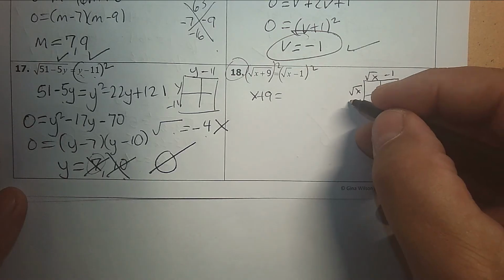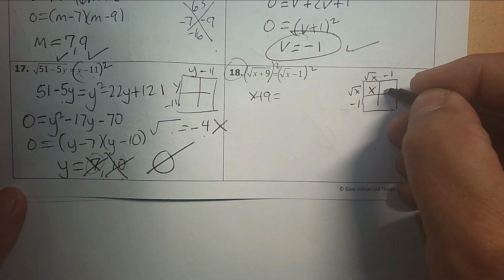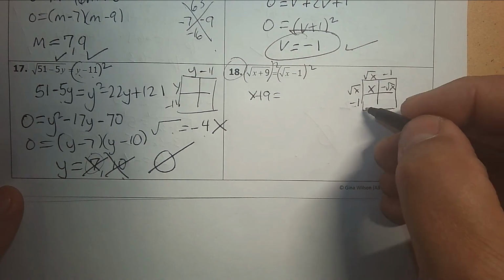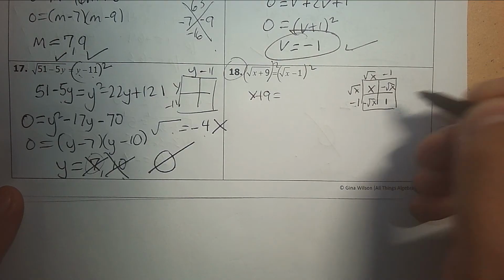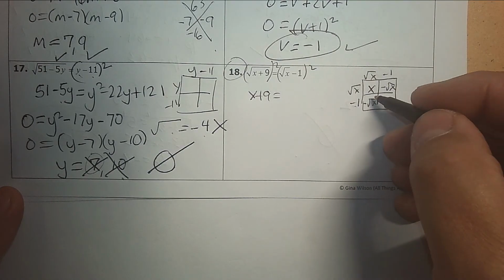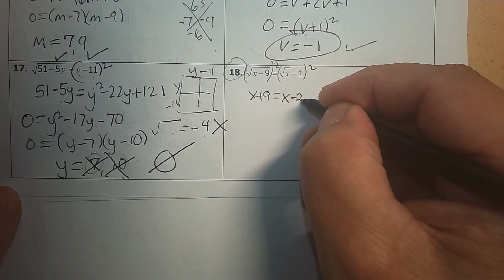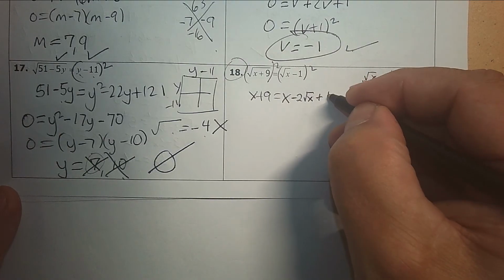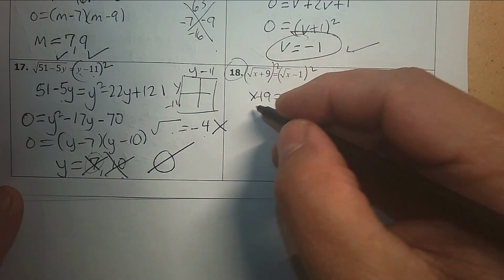Root x times root x is x. Root x times negative 1 is negative root x. Negative 1 times root x is negative root x. And negative times a negative is positive 1. So there are like terms in the diagonal. So how many negative root x's, right? That's negative 2 root x. And then 1.